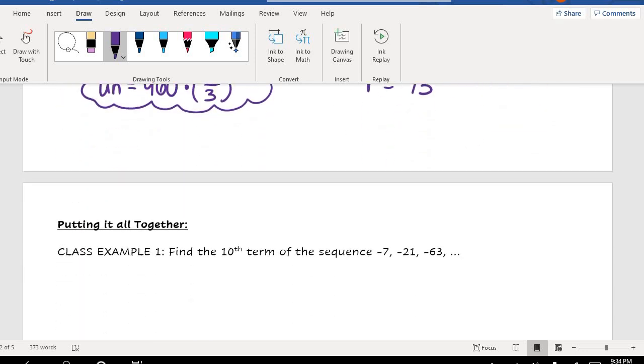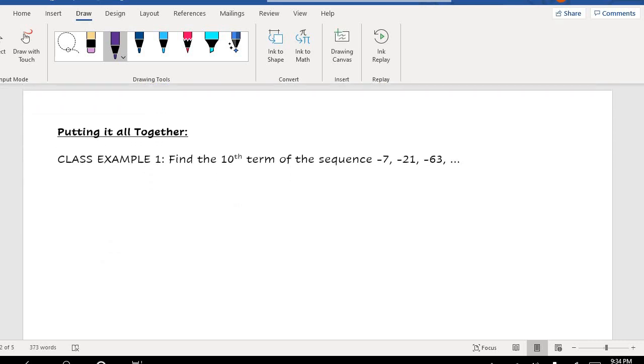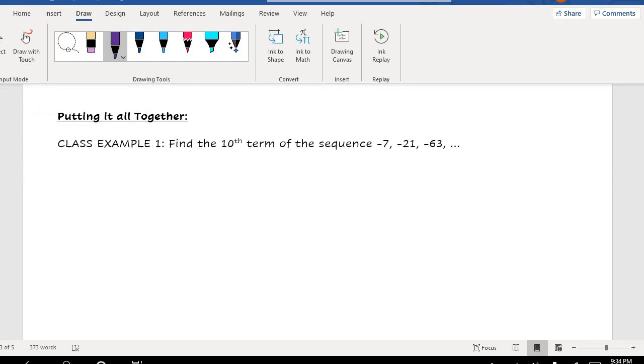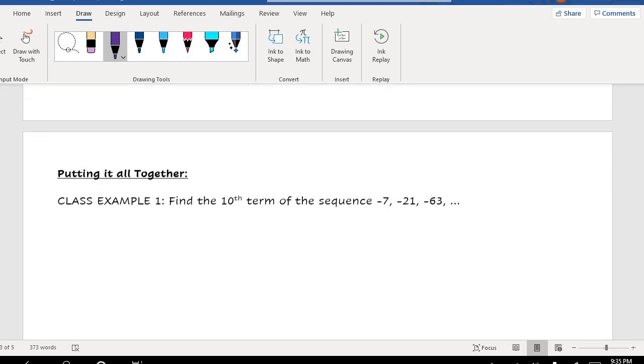All right, the last section, I said putting it all together. So it says, find the 10th term of the sequence -7, -21, -63. So this is where we have to do both. First, we're going to find the explicit formula, and then we're going to use it to come up with the 10th term.